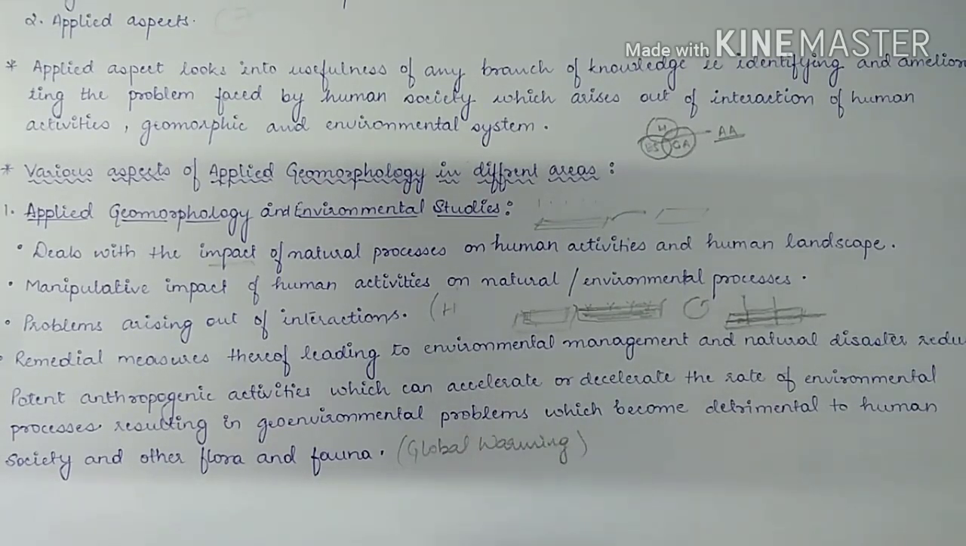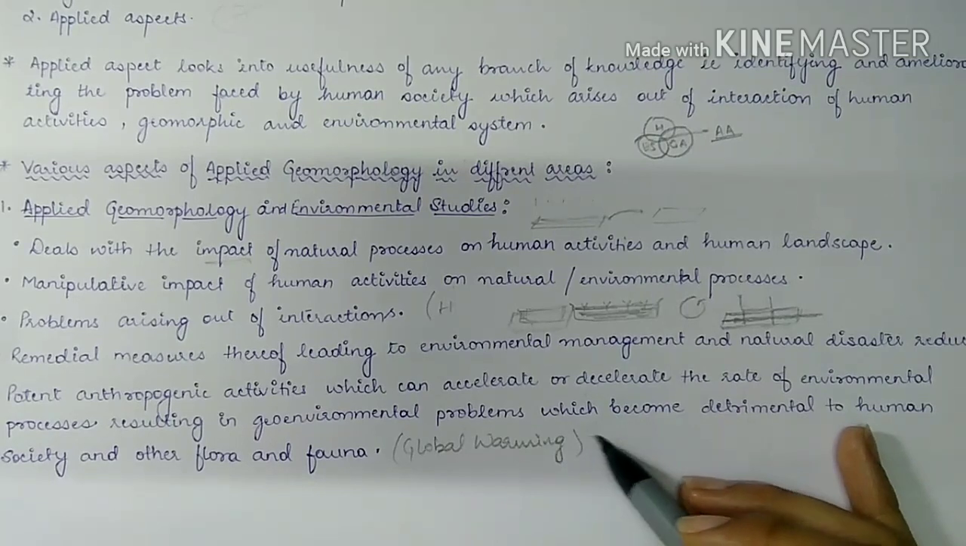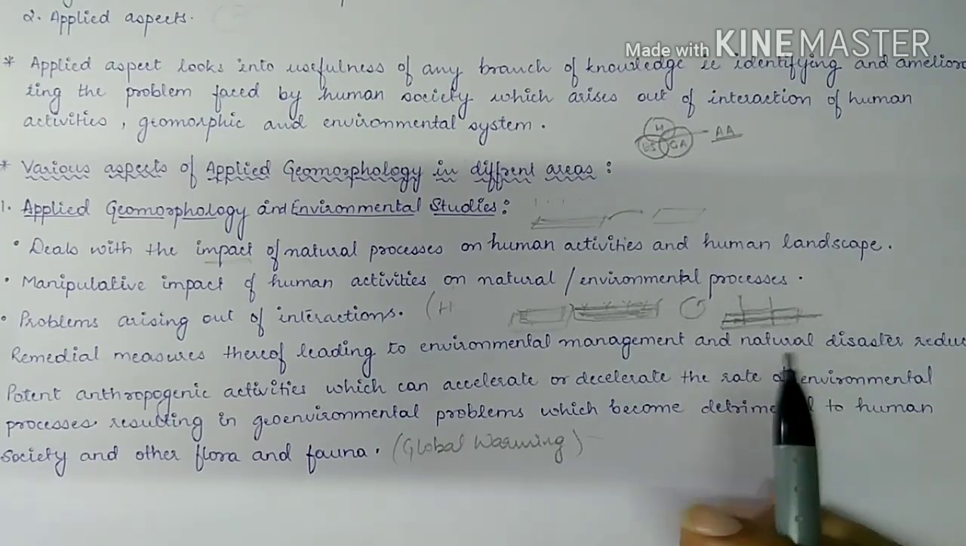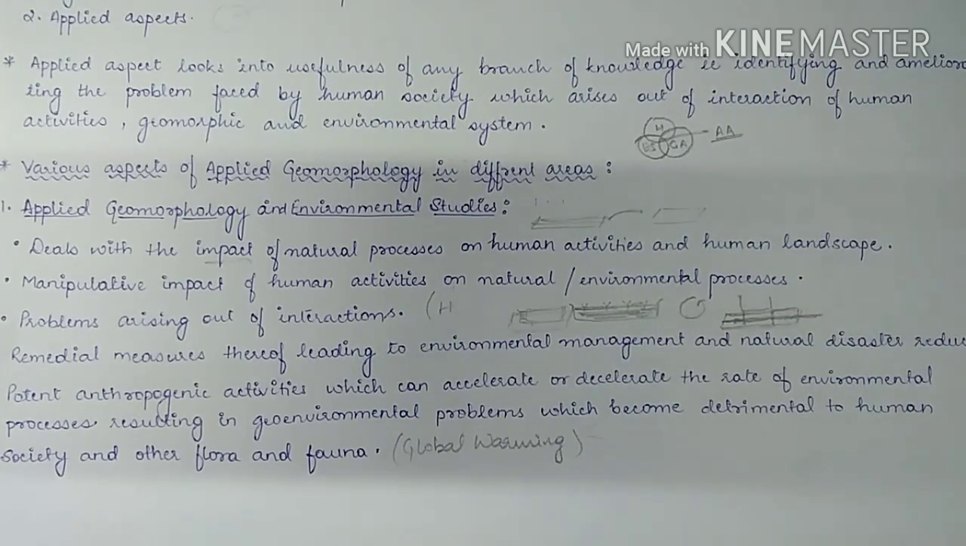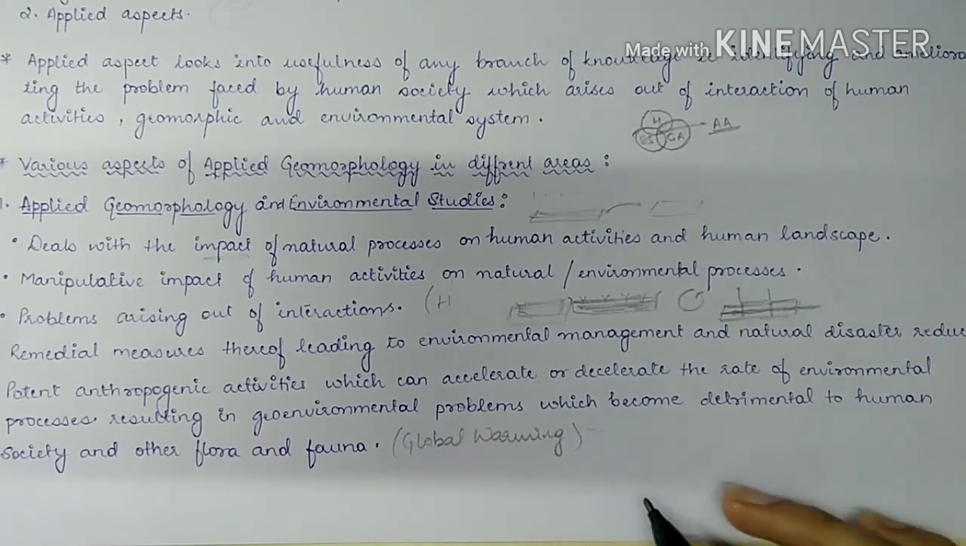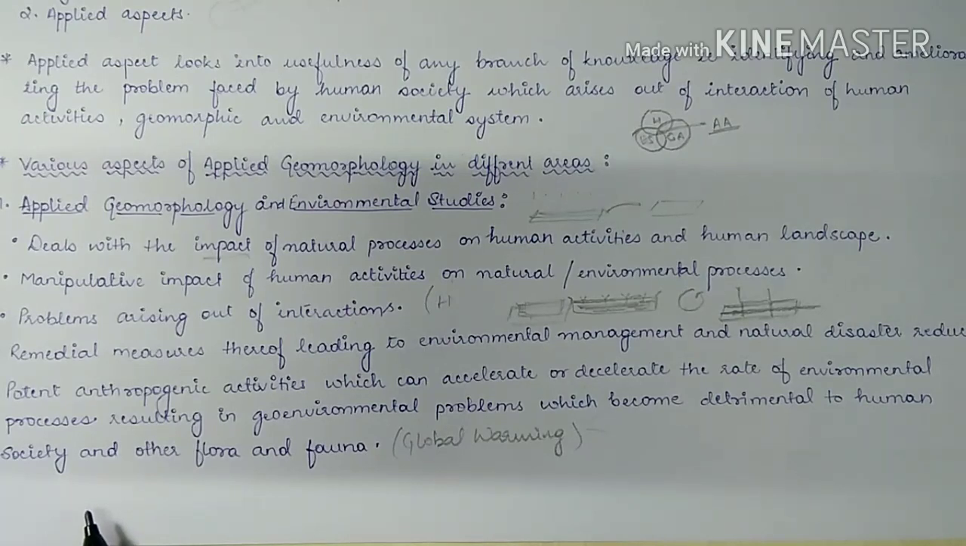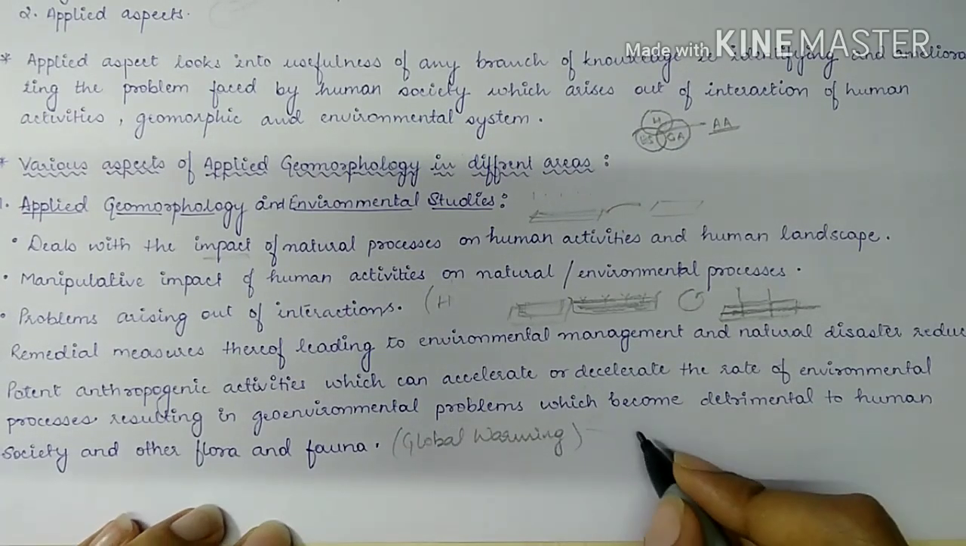They actually increase or decrease the rate of normal environmental processes. Now when these environmental processes increase or decrease, it affects not only the environment, the flora and fauna, it also affects human society as well, because human society is not a separate thing.